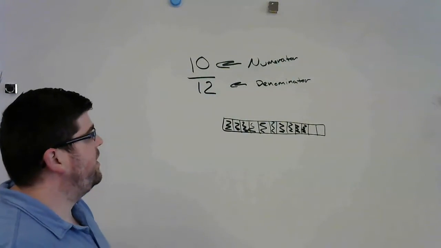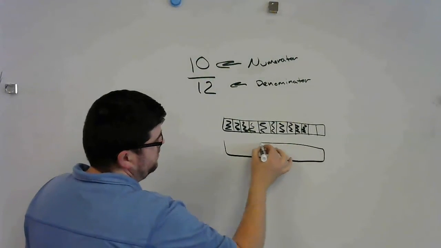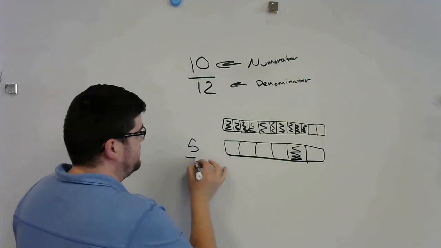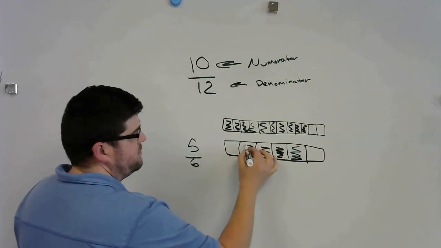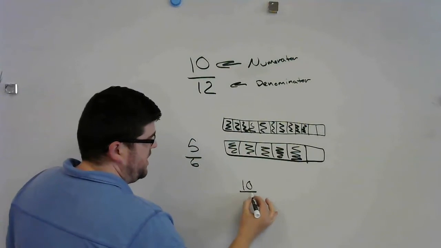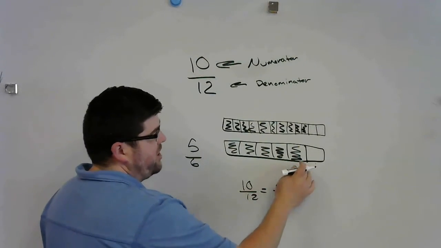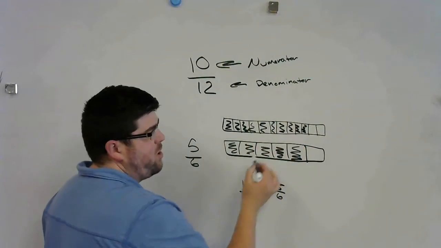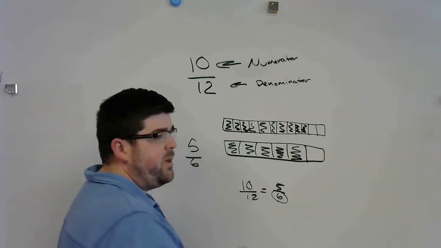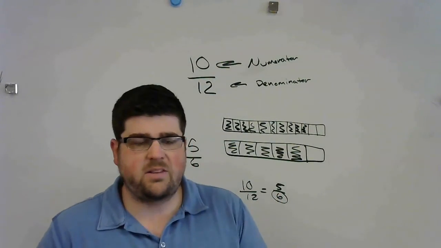Now, let's say that I had 5/6 instead. One, two, three, four, five, six. If I had 5/6 and I drew in 5/6, notice that the amount shaded is the same size. 10/12 is actually equal to 5/6. And we'll get into some of this later in the week, but the point I'm trying to make here is that the 10/12 has smaller pieces because there's more of them. But in fact, the two fractions are equal. So what I'm trying to say here, the bigger the denominator, the smaller the pieces. The smaller the denominator, the bigger the pieces. That's just how the ratio works.